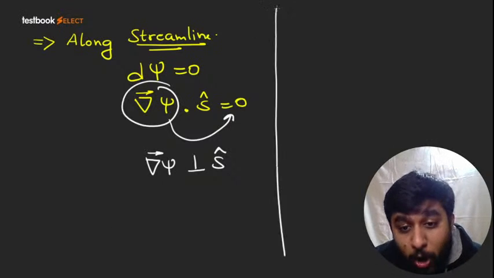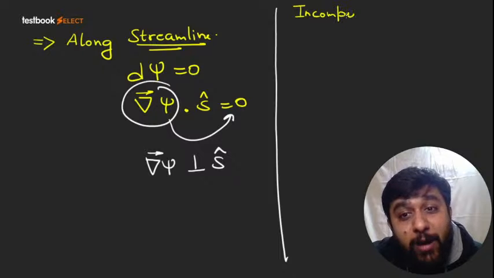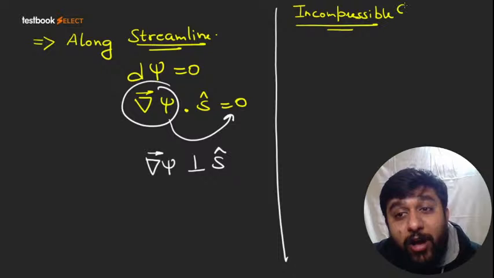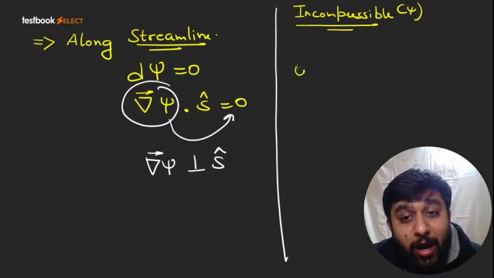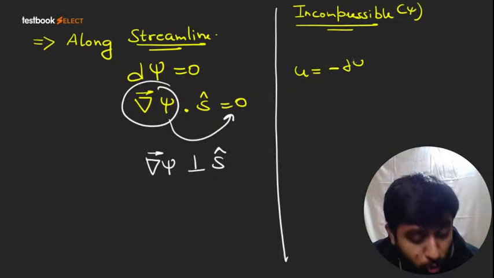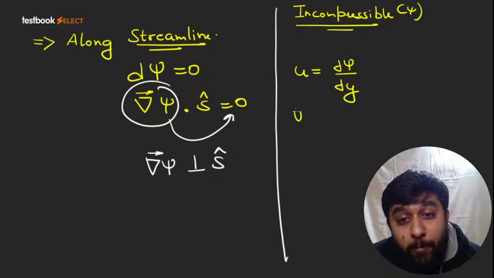Now guys, please note, let me say that the flow is incompressible. So if the flow is incompressible, then psi will come into picture. So you will have u equal to del psi by del y, and v equal to minus del psi by del x.